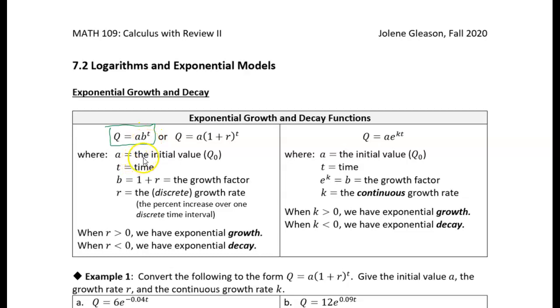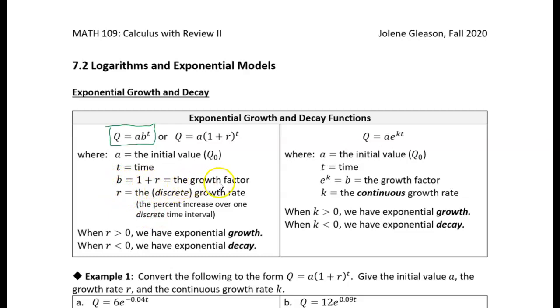something like time. Now, a is the initial value, right? Because if we put in 0 for t, then this becomes b to the 0, and so that means at time t equals 0, the quantity q is a. And so oftentimes instead of a, you'll see q0, which means the q at time 0, or the initial value, the initial quantity. Okay, so t is time.